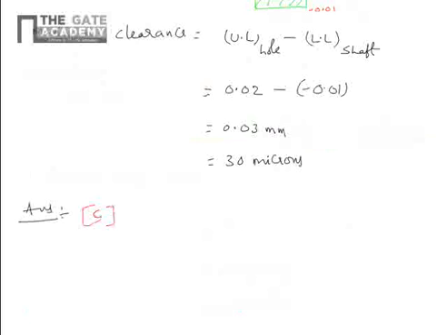Very important question, they asked it in GATE 2012 also, the same question repeated with the same numbers, because it looks a bit confusing, but this is a formula. Maximum clearance is upper limit of hole minus lower limit of shaft. Minimum clearance is lower limit of hole minus upper limit of the shaft. Okay.